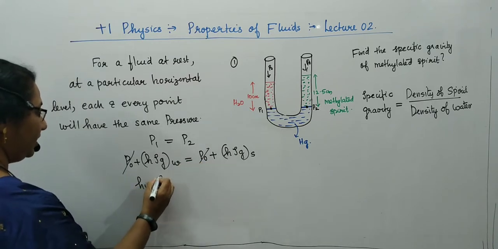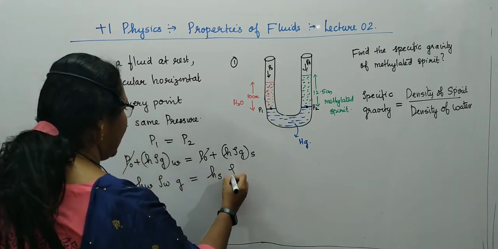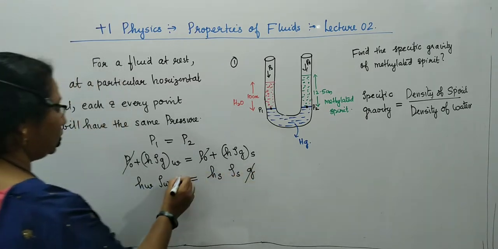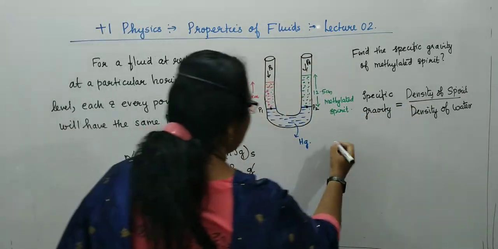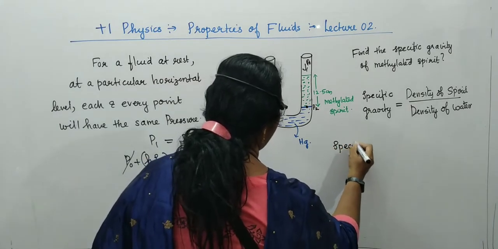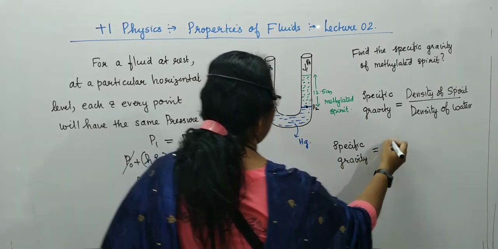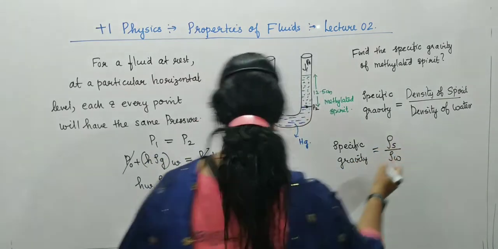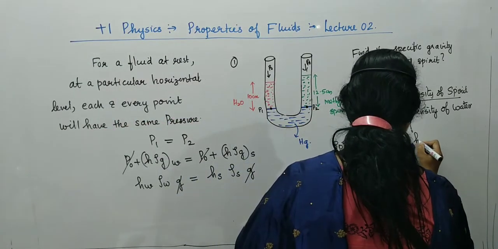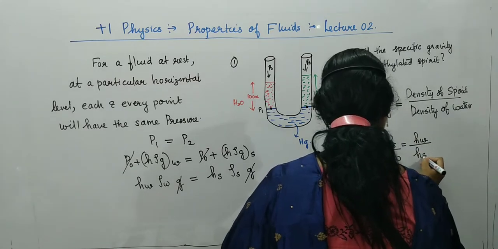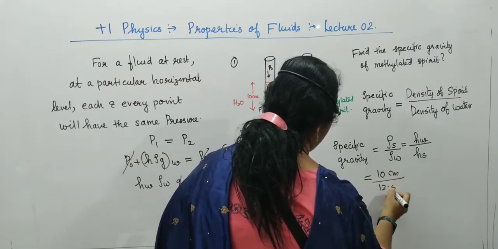Height of water times density of water times g is equal to height of spirit times density of spirit times g. Cancelling g, we get the ratio of density of spirit to density of water. Therefore, specific gravity is equal to density of spirit to density of water, which is equal to height of water to height of spirit, equal to 10 centimeter by 12.5 centimeter.